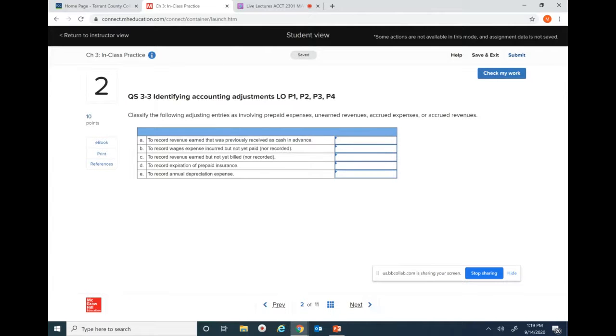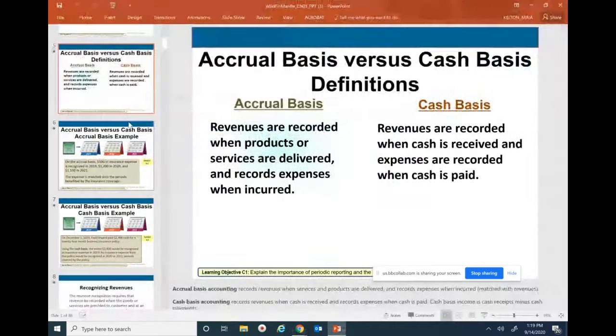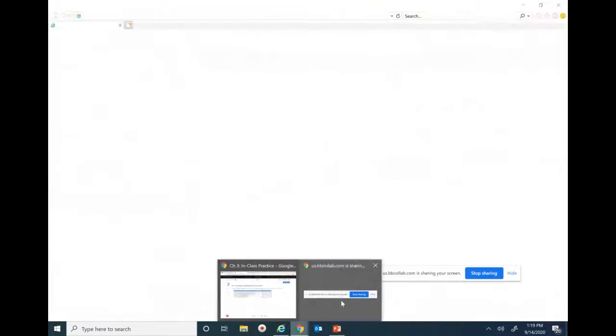Okay, let's go back to the PowerPoint presentation. The only thing that I really want you to know, I'm not going to ever ask you to calculate accrual versus cash basis of accounting on an exam. However, there's a problem on the homework that you have to recalculate.